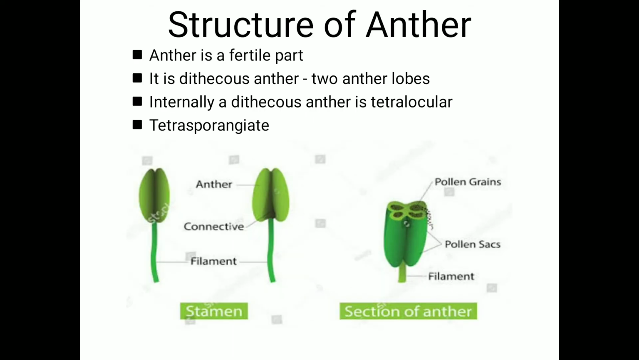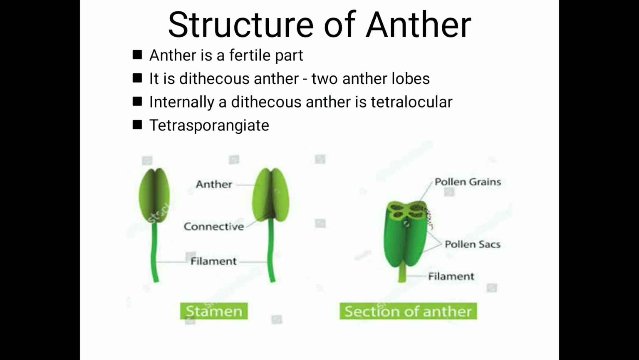Afterward, the structure of anther. What is the structure of anther? The anther is the fertile part, the male part of the stamen, and it consists of two anther lobes, hence it is called a dithecous anther. It is dithecous because it has two anther lobes. The anther is connected to the filament by the connective.